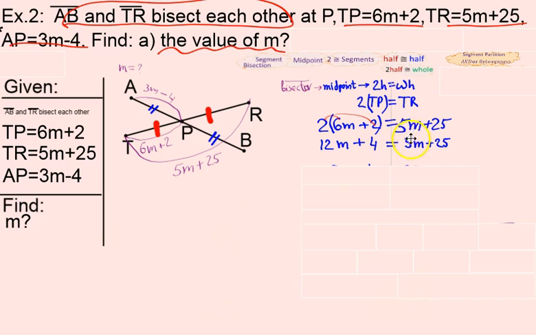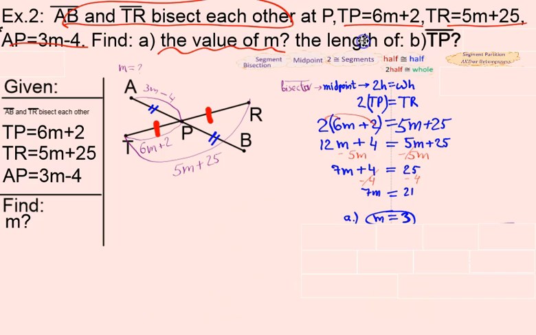We want to get rid of the smaller term with the variable, the positive 5m. So we subtract, doing the opposite. Left side becomes 7m plus 4. We will get rid of plus 4 by subtracting 4 from both sides. So 7m now would be 21. And of course that means that the value of m is 3. So we satisfied the first question.